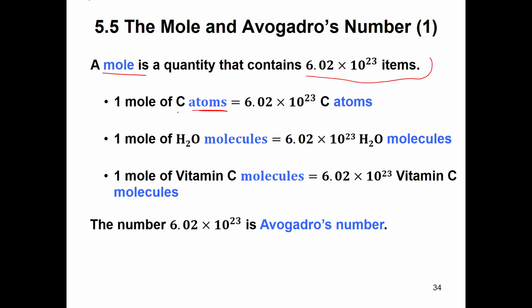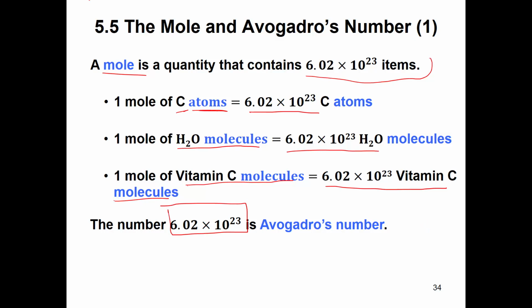And if I have a mole of carbon atoms, I'm going to have 6.02 times 10 to the 23rd carbon atoms. If I have 1 mole of water molecules, I'm going to have 6.02 times 10 to the 23rd water molecules. If I have a mole of vitamin C molecules, I'll have 6.02 times 10 to the 23rd vitamin C molecules. This huge big number, 6.02 times 10 to the 23rd, is called Avogadro's number.